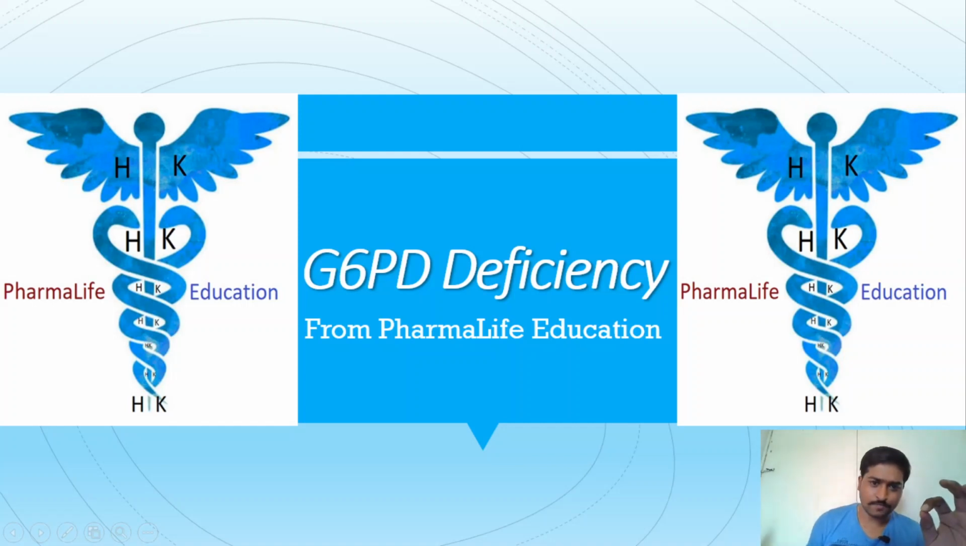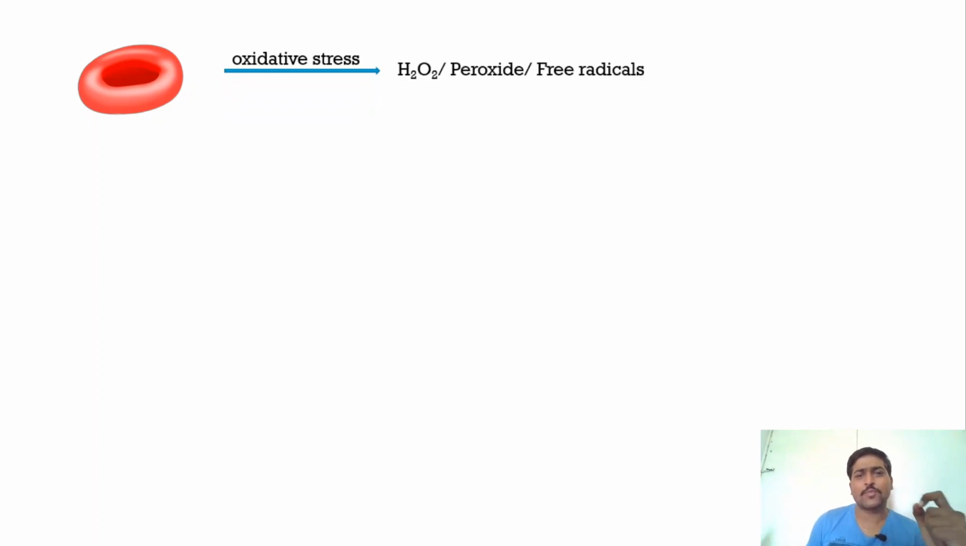And coming to this, to know briefly about G6PD deficiency, we need to know a small story here. Every blood cell undergoes lots and lots of oxidative stress, right? Now in your blood there is a lot of oxidative stress, which leads to the production of substances like hydrogen peroxide, peroxides or free radicals, which have to be reduced. If these free radicals are not nullified, that will lead to a different story.